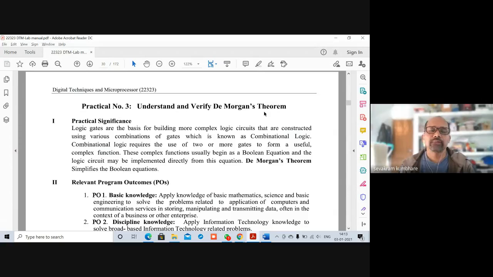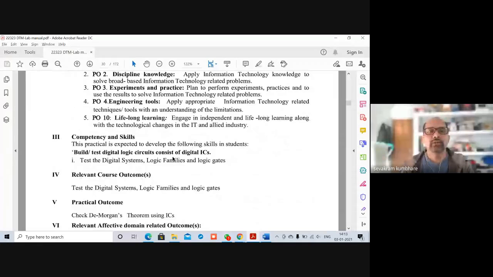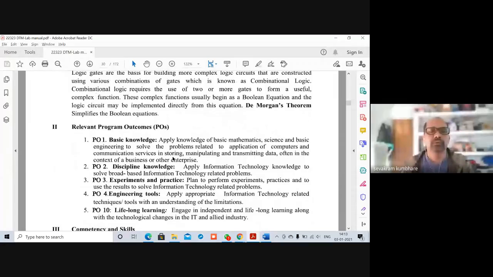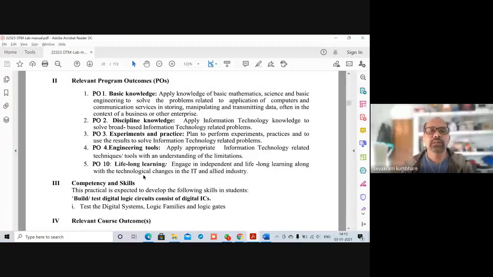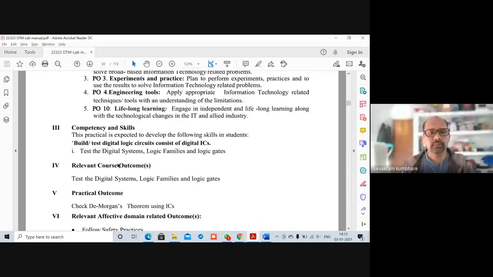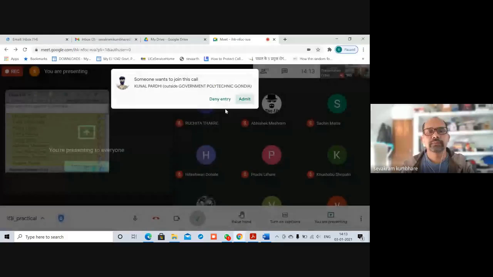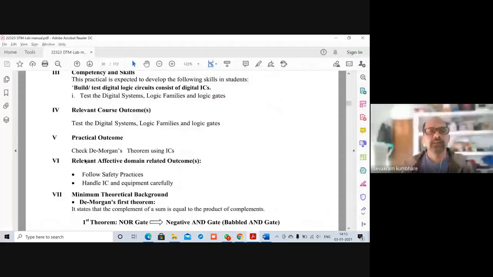As we have already gone through De Morgan's theorem in theory, we have seen two theorems in this, and so this thing you can read out: the program outcomes. So these are the program outcomes which are given for this. Then the competency and skills achieved will be to test the digital systems, logic families and logic gates. Then this is the course outcome. Then you have to check De Morgan's theorem using ICs.